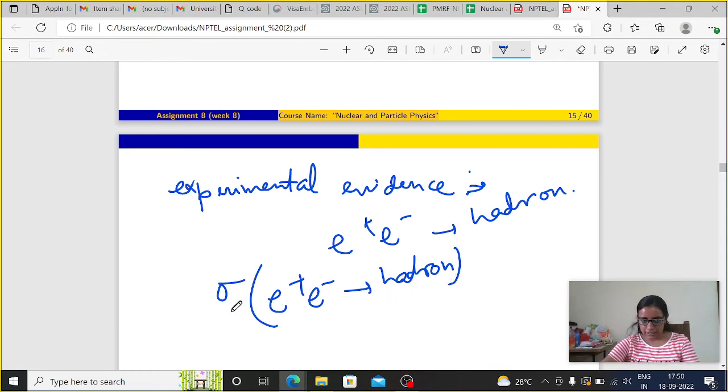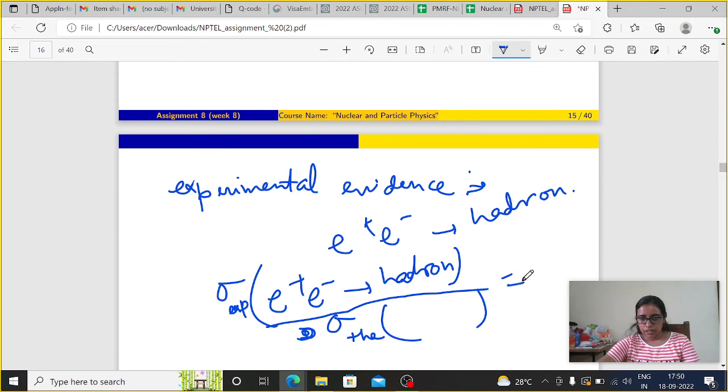this cross section in experiment and theory, the theory is 3 if I don't include color in our theory. If I include color in our quark model, then the result is very near to 1.